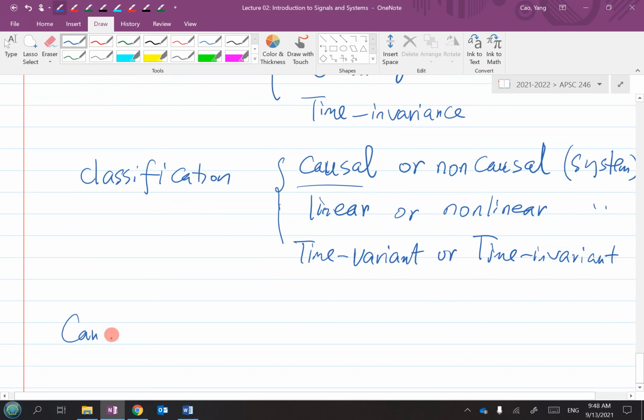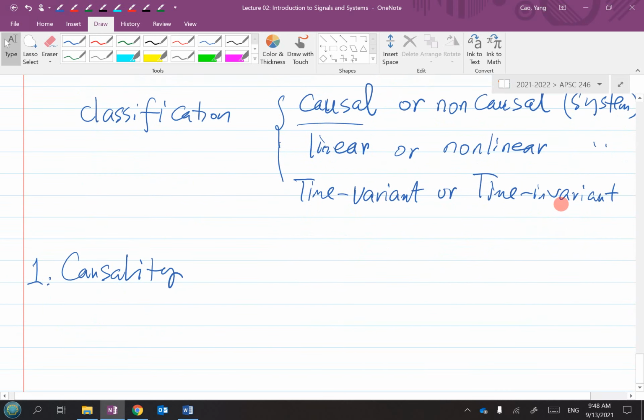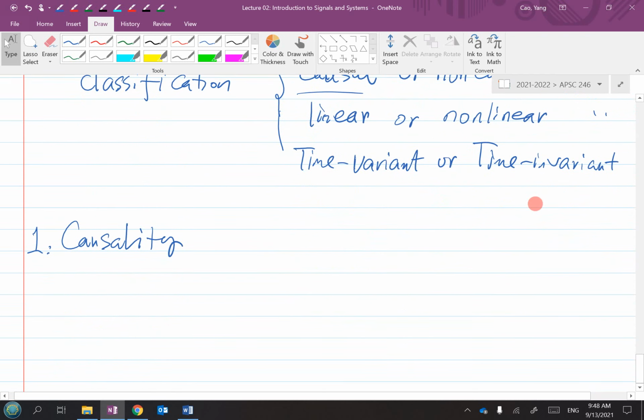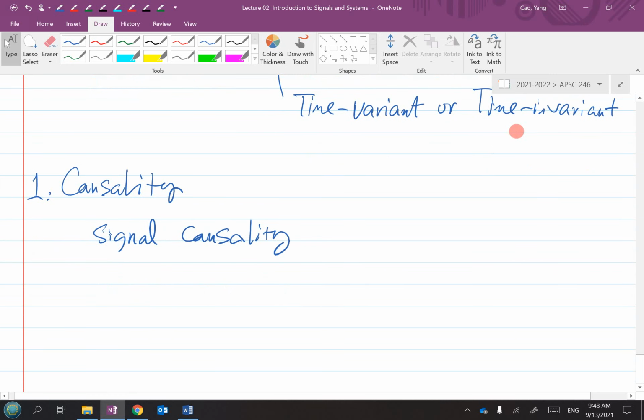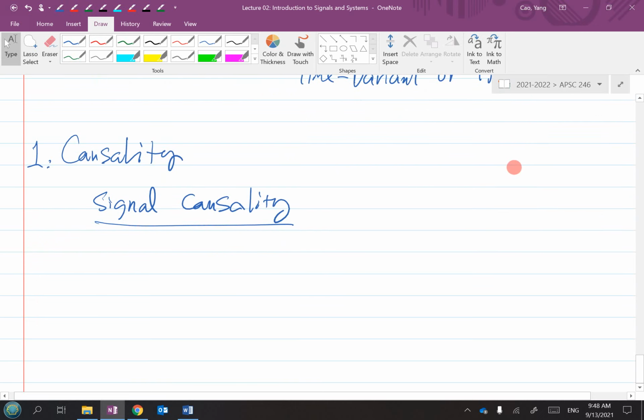So let's look at the first one, the causality property. When we talk about causality of a system, I need to first present causality for a signal. This signal causality has nothing to do with system causality. It's just a definition of signal causality because we need that in the near future. Here's the proper definition.